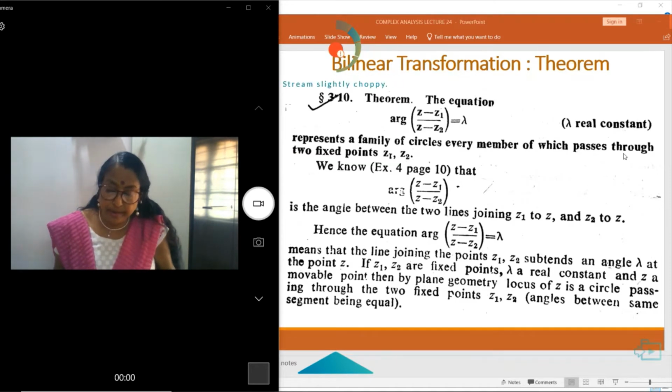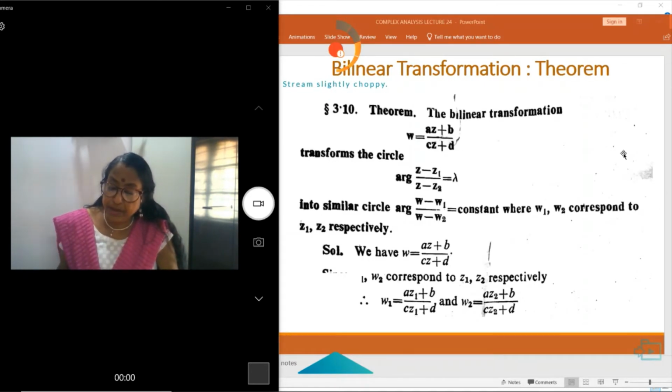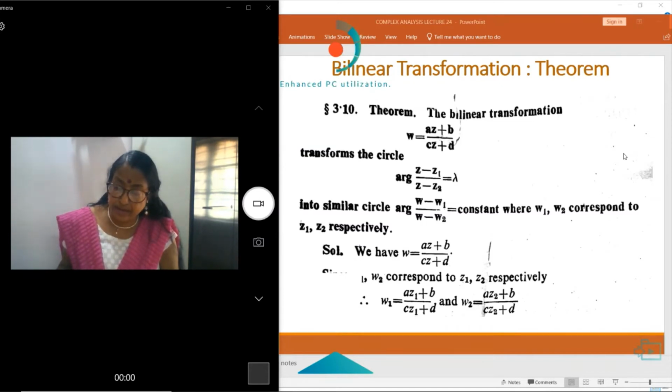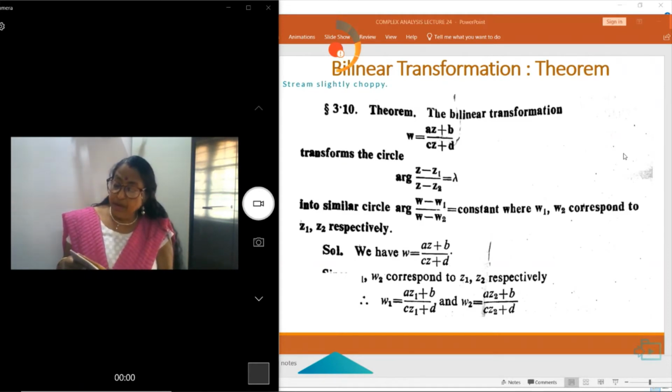Now, another theorem: the bilinear transformation w = (az + b)/(cz + d) transforms the circle arg((z - z1)/(z - z2)) = lambda from the z plane to a similar circle in the w plane, that is arg((w - w1)/(w - w2)) = constant, where w1, w2 correspond to the points z1 and z2 respectively.